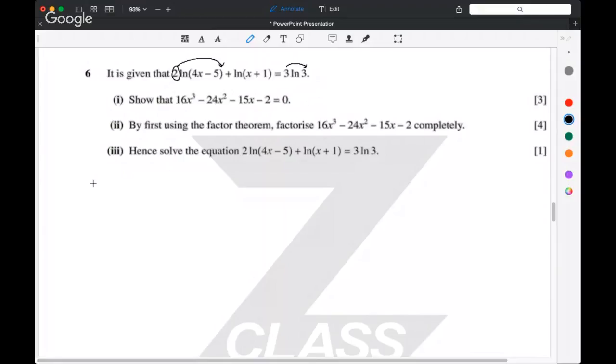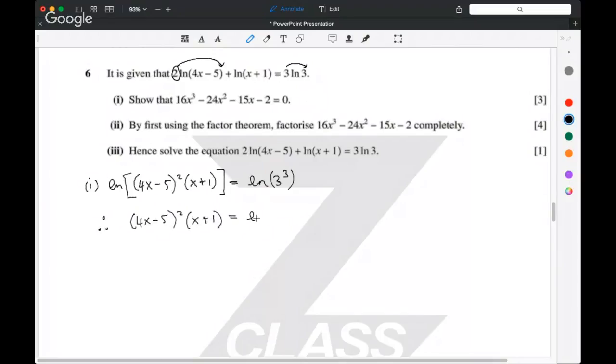So putting it all together, what do we have? Well, we have that the natural log of (4x minus 5) squared times (x plus 1) is equal to the natural log of 3 to the power 3. Now we're just going to take the natural log of both sides. Therefore, (4x minus 5) all squared, times (x plus 1), is equal to 9.